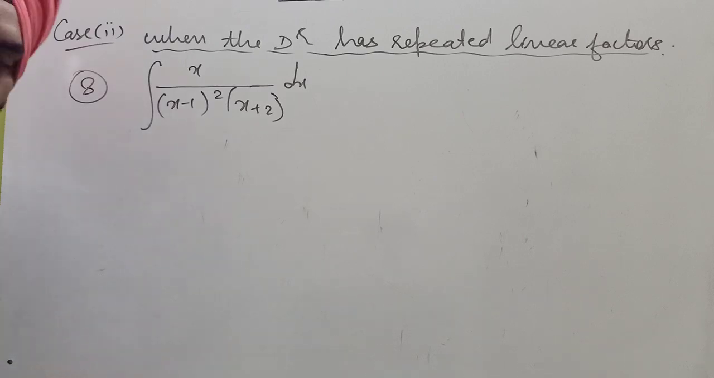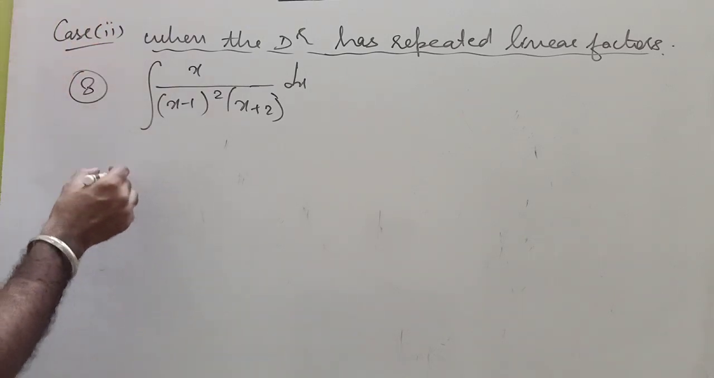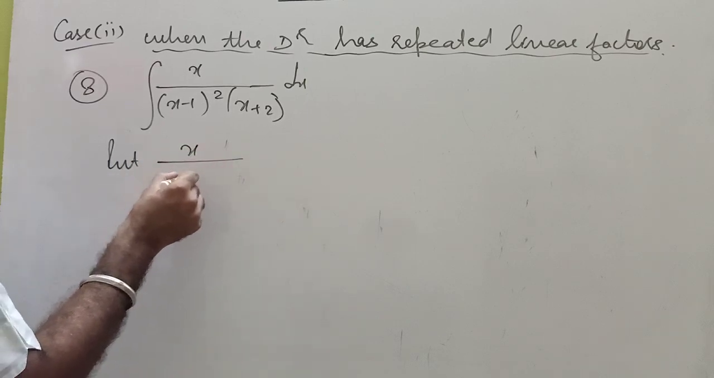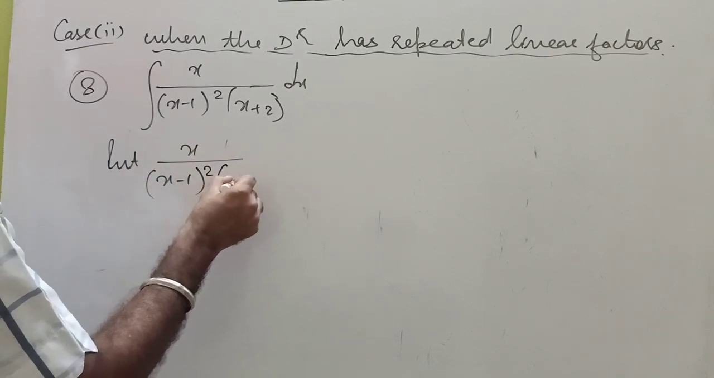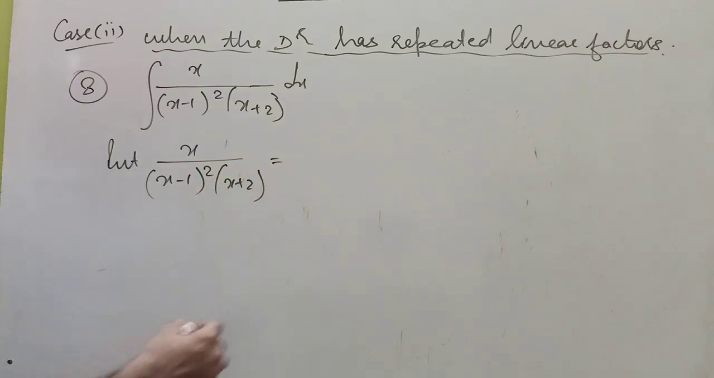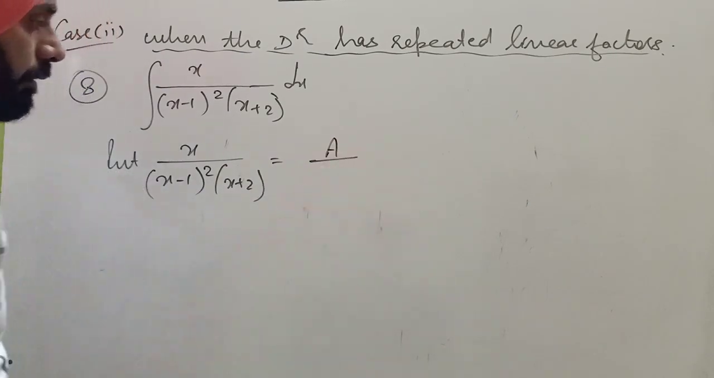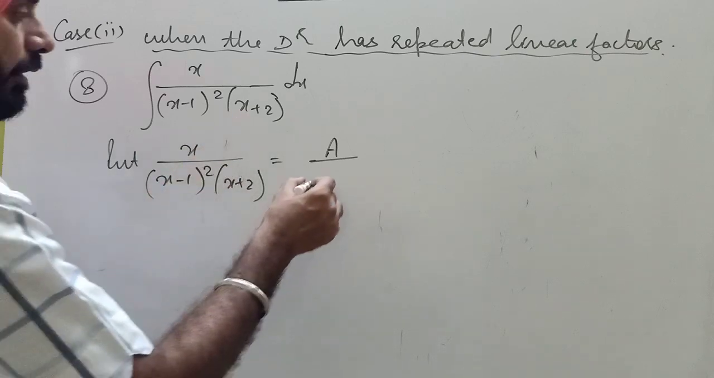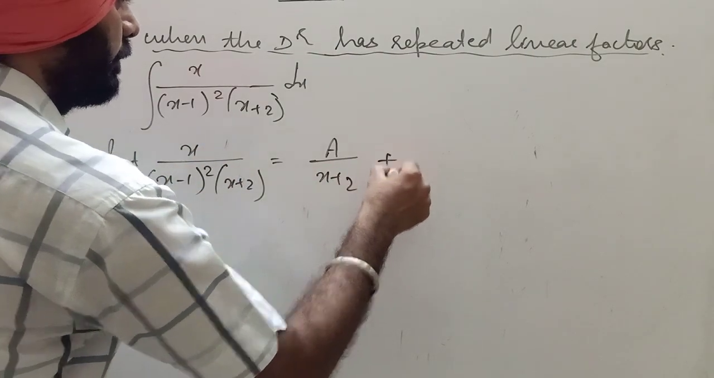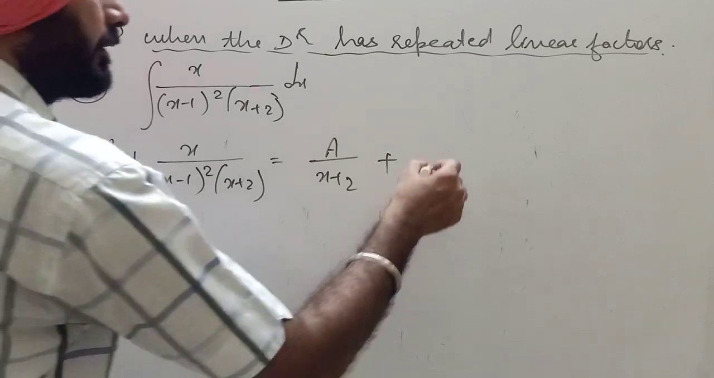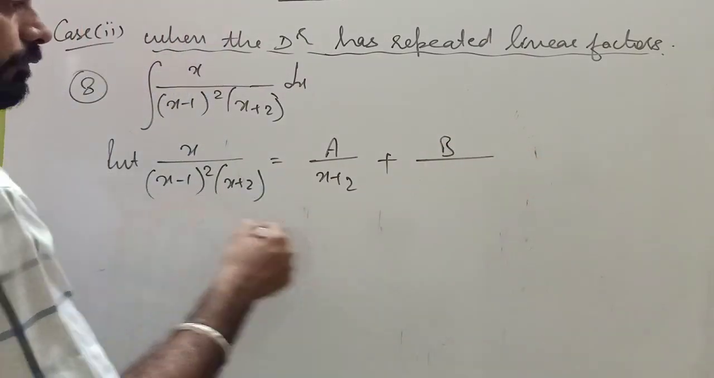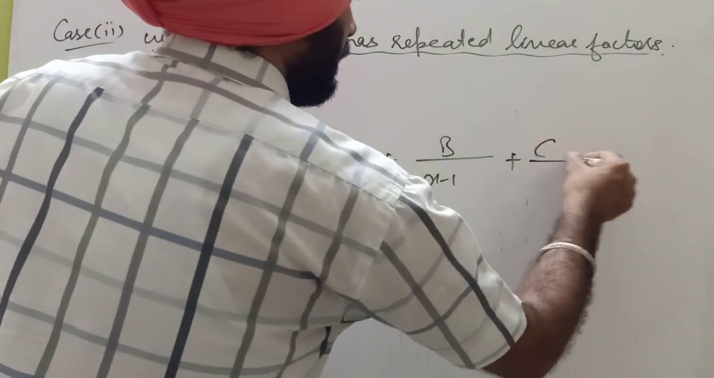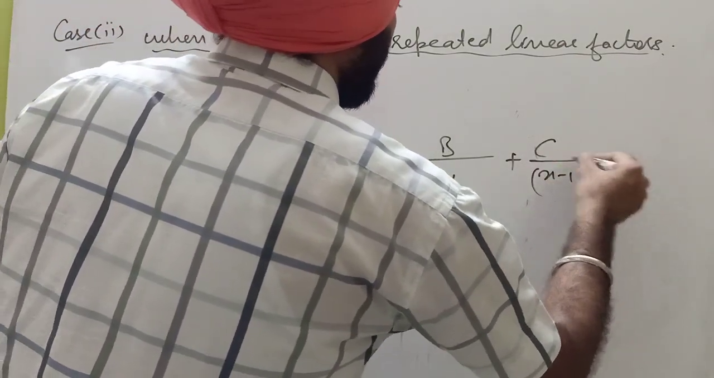Now there will be no shortcut method. Please carefully note. Put x over (x minus 1) whole square into (x plus 2) is equal to... Now we have to put A over, there is one linear factor which is not repeated, x plus 2. So first of all write down A over x plus 2, plus, then the repeated factor is B over, first of all write down x minus 1, plus C over (x minus 1) whole square.